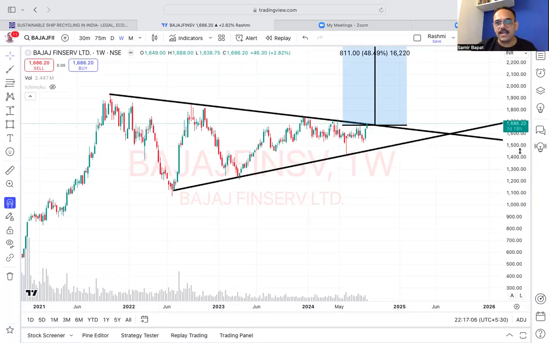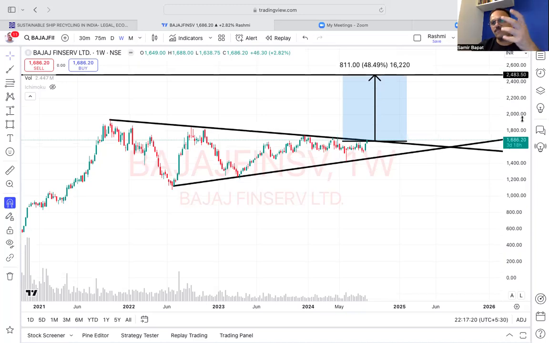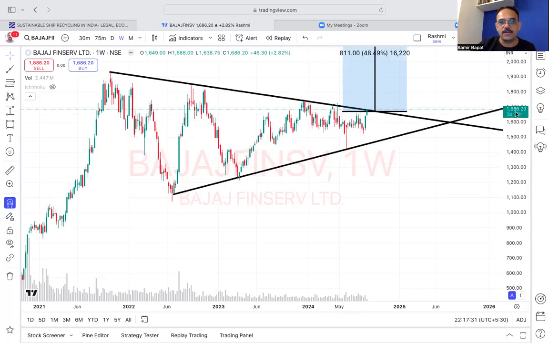Now, if you see here, my target for BAJAJFINSV, if it is closing above the triangle here, is 2483, or some 811 points, or some 50%. So I'm looking at a stock with a 50% potential. We all are looking at a stock with a potential 50% upside. Because this is a weekly chart. Sujay is asking why weekly, why Friday? Because the weekly candle will close on Friday.